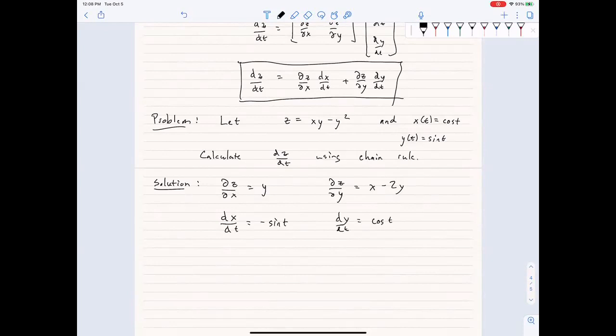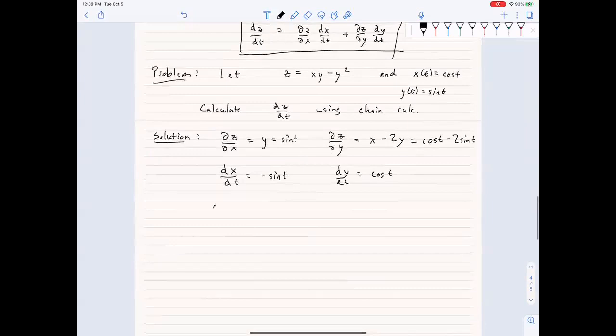Now, as I said, if you're going to apply this chain rule, these partial derivatives of z, you need to evaluate them at x of t, y of t. So you need to put them in terms of t. So this y is y of t, and if I want to write it as such, I just get sine of t. And then this partial will be cosine of t minus 2 sine of t. Once I have everything written in terms of t, now I can use this chain rule.